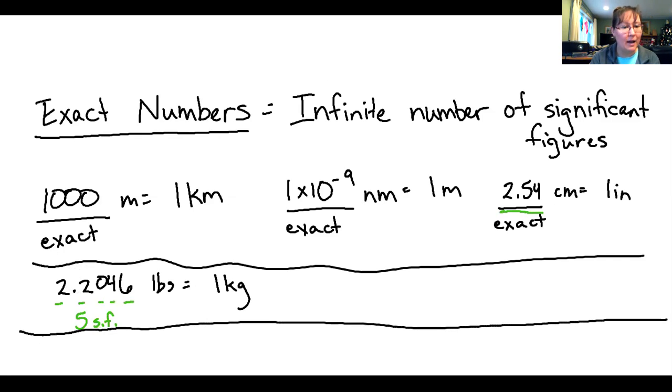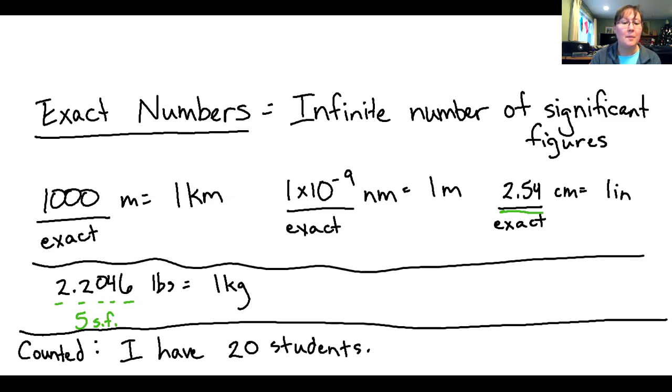The last place that we have exact numbers is numbers that are counted, not approximated. So let's say that I count and I have 20 students. Because I've counted this value, it is exact. And whenever we have an exact number, we ignore that for significant figures. We wouldn't say, oh, look, I can only have 1 significant figure in the end because it's exact. That wraps up the end of the first part of chapter 1.